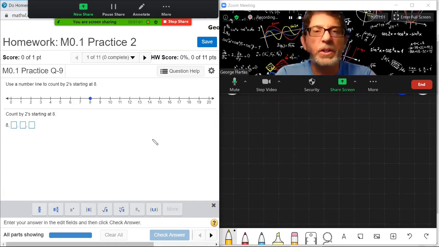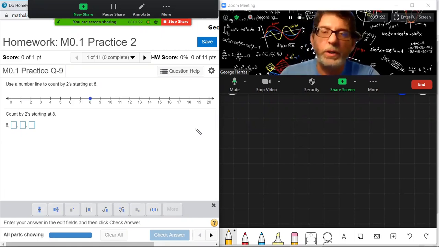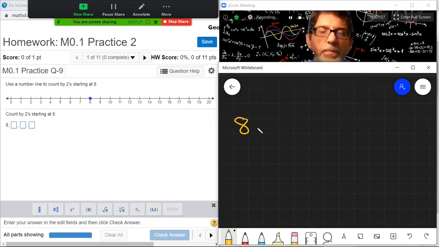Hello, this is another video on counting, and I will explain how that works. Now in this problem here, we have to jump by 2. So unlike the previous problems where we have to sequentially go up by 1, here it says count by 2s starting at 8. So one way you can think about this is we have 8, which is our starting point.